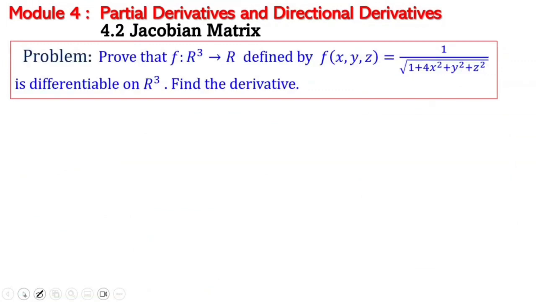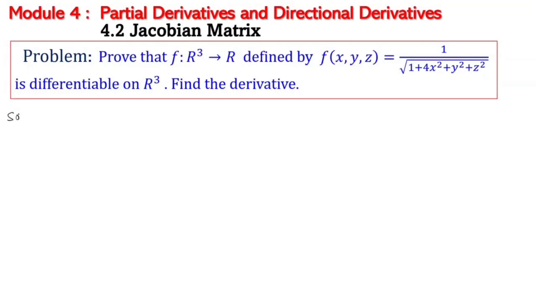Okay, now we have a problem here: prove that f from R3 to R, defined by f(x,y,z) = 1 over the square root of (1 + 4x² + y² + z²), is differentiable on R3, and we have to find the derivative of this function. So if we are able to show that this function is of C1 type, then it is enough to conclude from the previous theorem that it is a differentiable function and we can calculate the derivative.